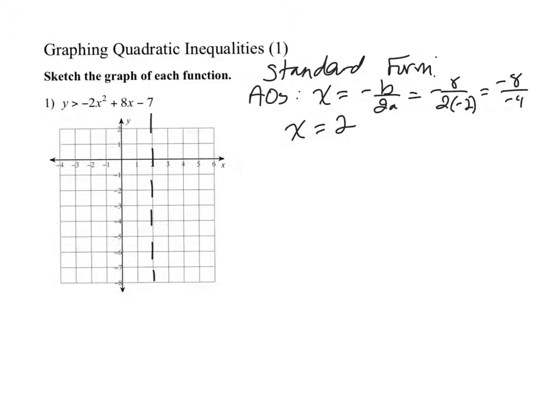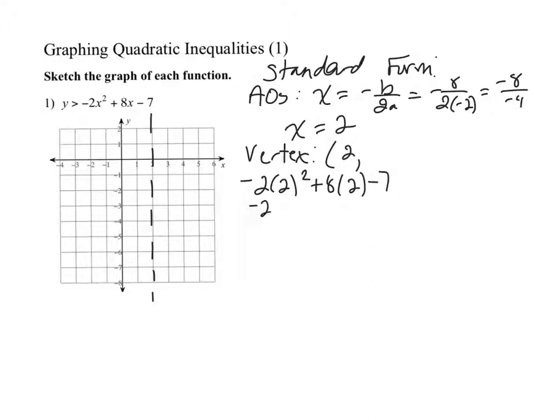And then I want to find my vertex. Remember to find your vertex, the x-coordinate is always that axis of symmetry. And then for you to find the y value that goes with it, just take the 2 and plug into the equation. So I have negative 2 times 2 squared plus 8 times 2 minus 7.